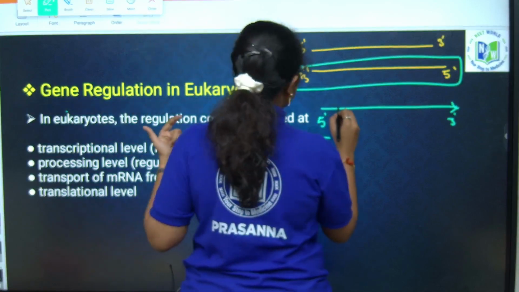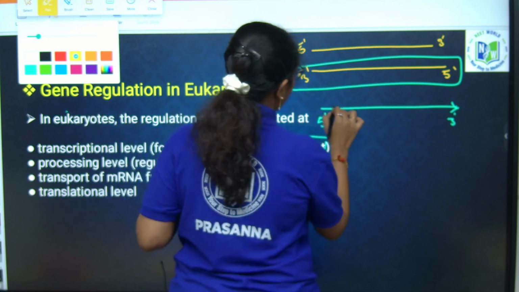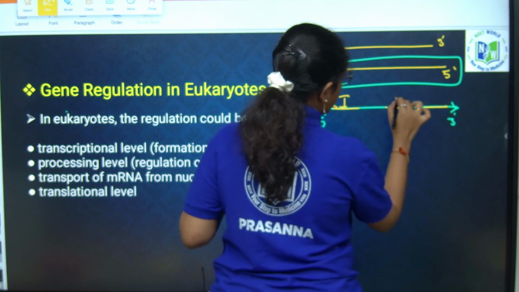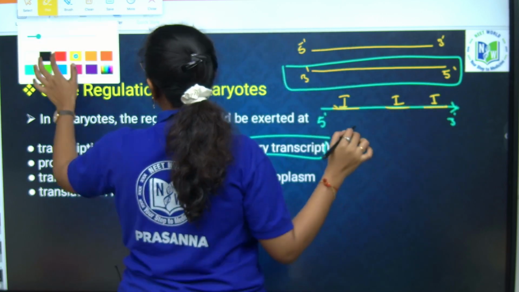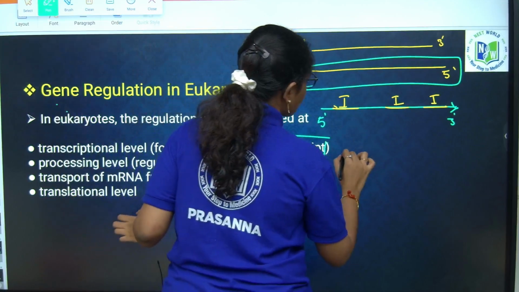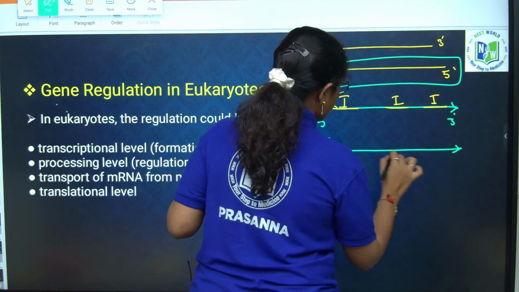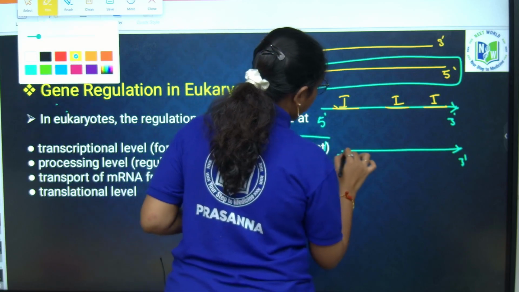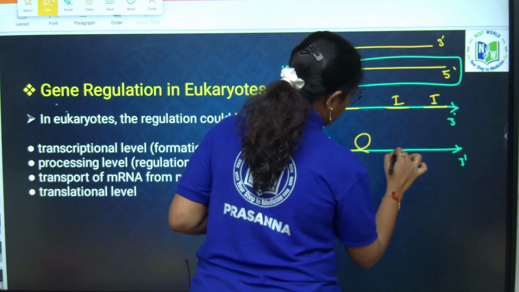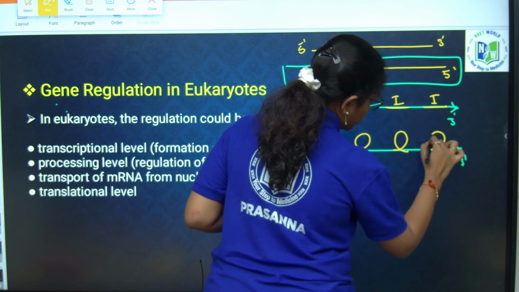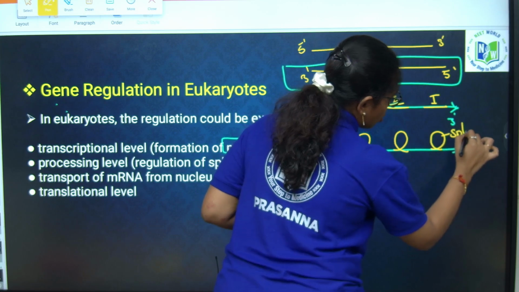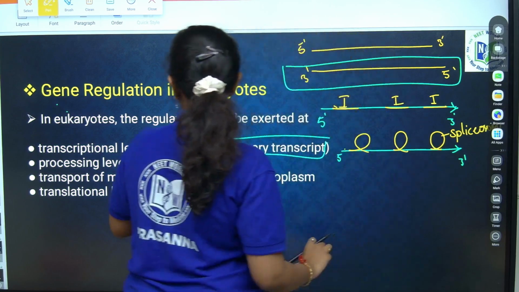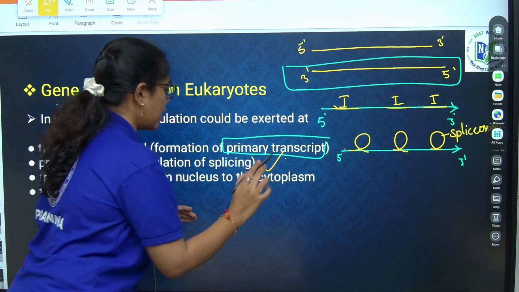This primary transcript is a combination of what, beta? Intron and exon. So these introns are spliced. So at splicing time also, a gene can be expressed. What is this? This is a spliceosome. So at the splicing time also, regulation of gene can happen.